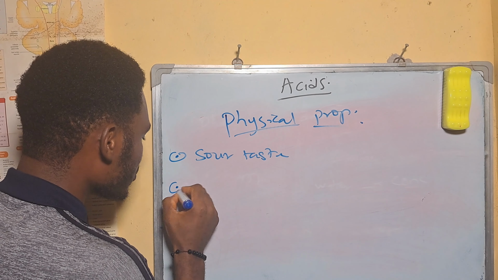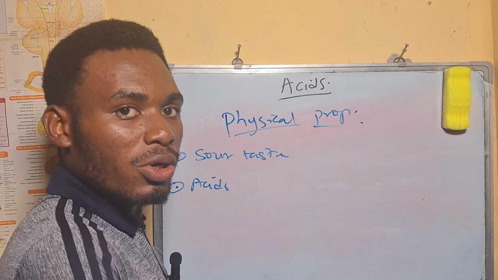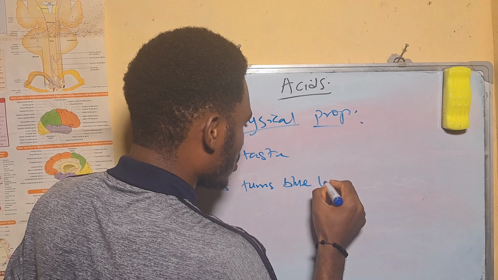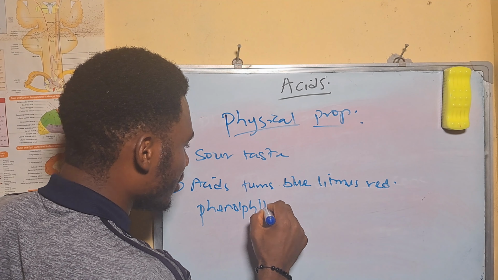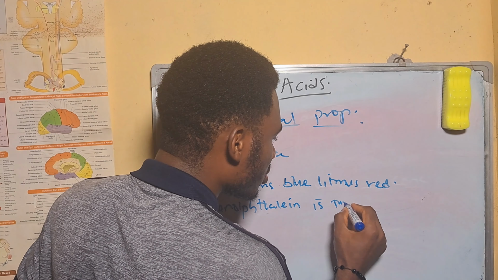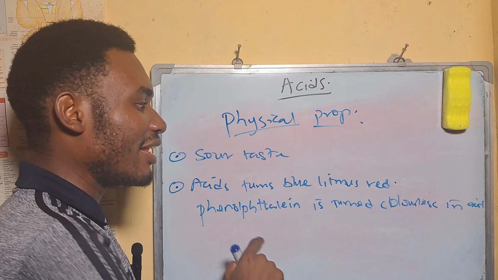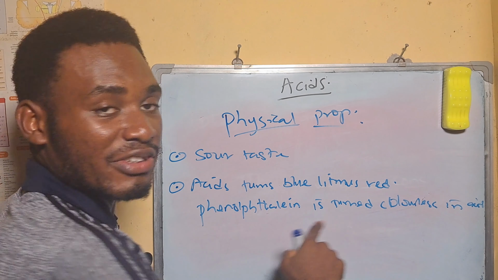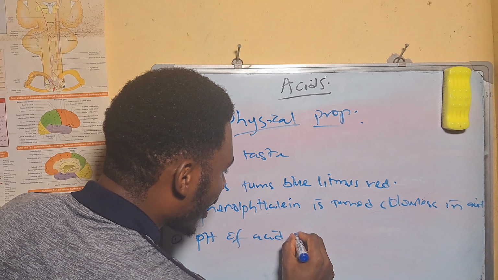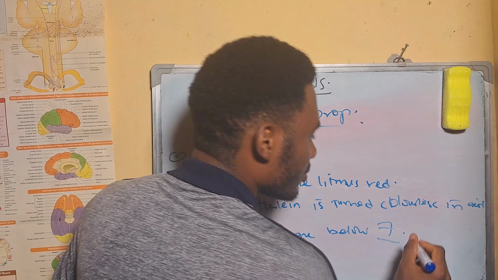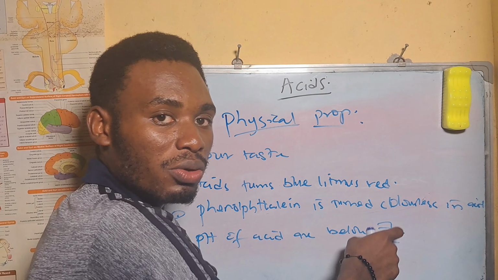Secondly, acids turn blue litmus to red. Also, phenolphthalein is turned colorless in acidic solution, so acids tend to turn phenolphthalein colorless. That's another physical property. Another one is that the pH of acids is below 7. If you bring a pH scale, the pH of acids is below 7.